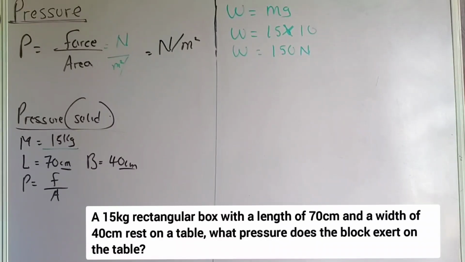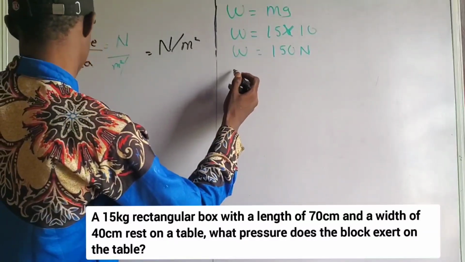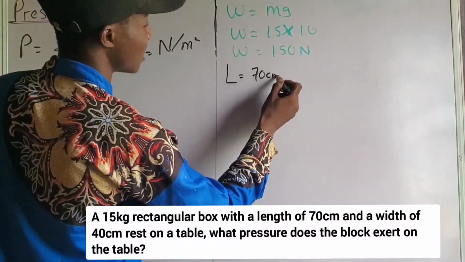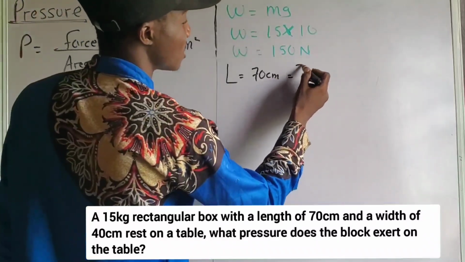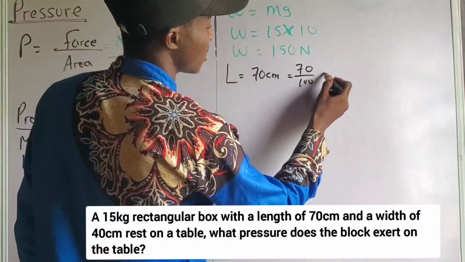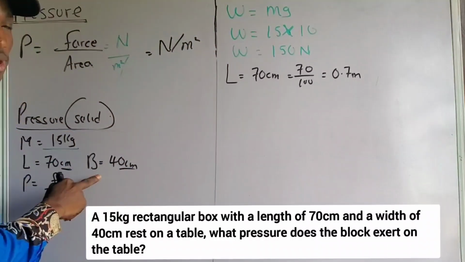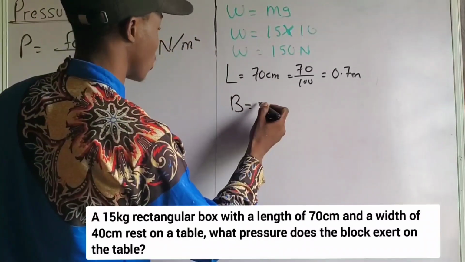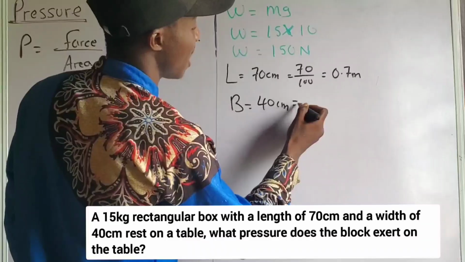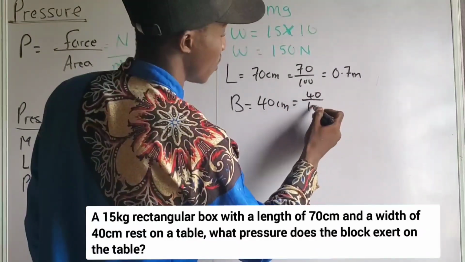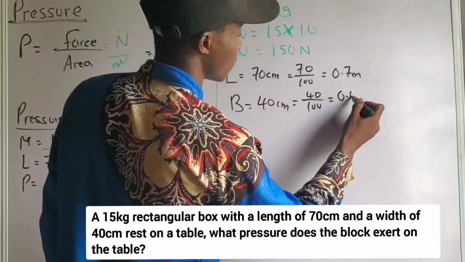So for this, I'm going to have the length equals 70 centimeter, and 70 centimeter in meter is 70 over 100, that is 0.7 meter. And the breadth is 40 centimeter. Now you can convert this to meter by dividing it by 100. So I'm going to have 40 all over 100. That is 0.4 meter.